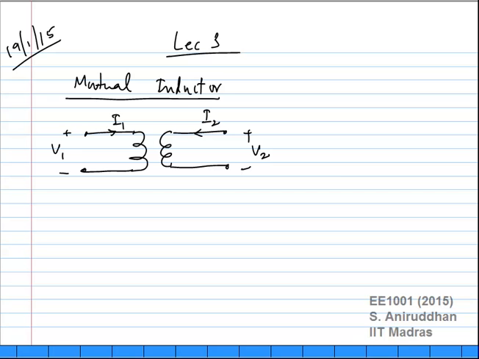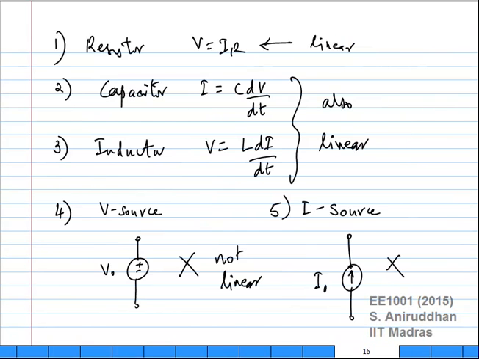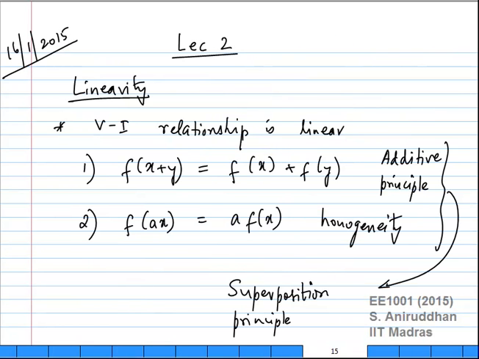Okay, so let's quickly review what we did last class. Last class we looked at an important concept called linearity. Every element has a certain V to I relationship, and an element is called linear if it conforms to the superposition principle.